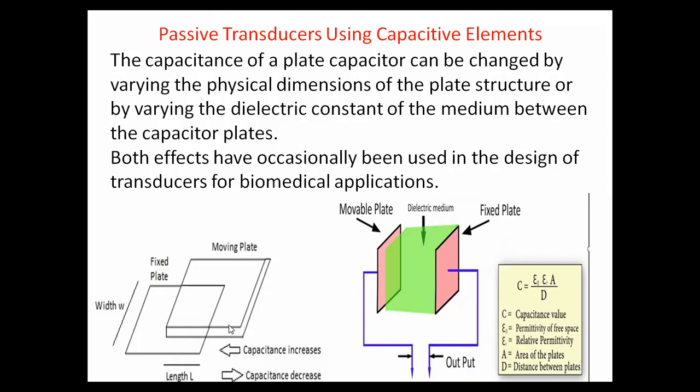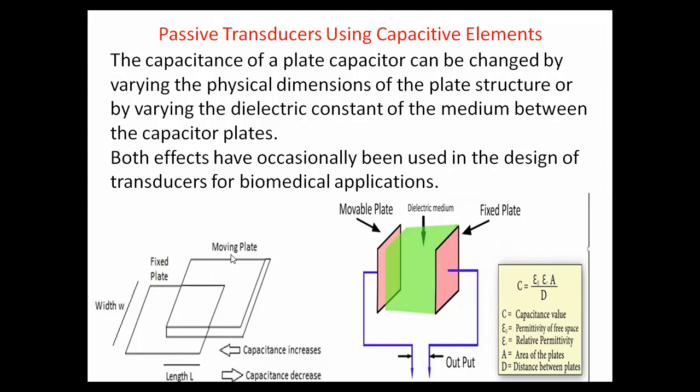So we will change the overlapping area between the two plates. If the area changes, the capacitance also changes. If the overlapping area between the two plates increases, the capacitance will increase. Like this, we can measure the change of the capacitance in terms of the displacement.